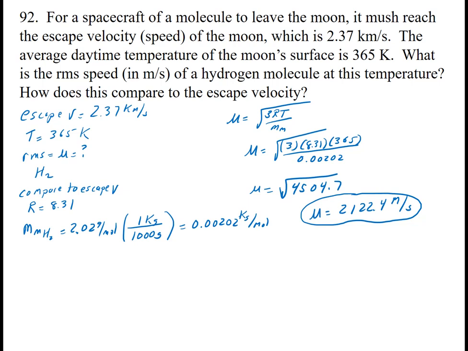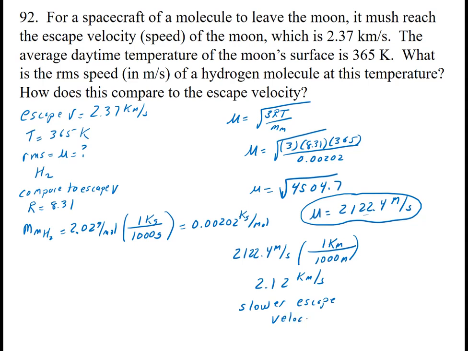Now, how does this compare to the escape velocity? Well, this is in meters per second and this is in kilometers per second. So 2,122.4 meters per second, with 1,000 meters in 1 kilometer, is 2.12 kilometers per second. And that's slower than the escape velocity. So hydrogen will not escape the atmosphere of the moon. All right, next type of problem.